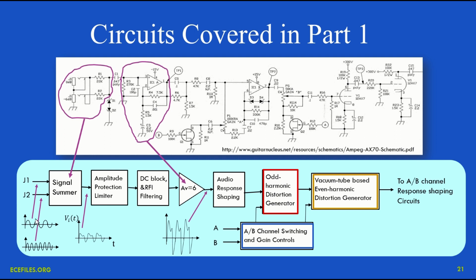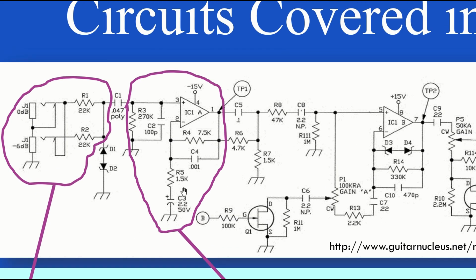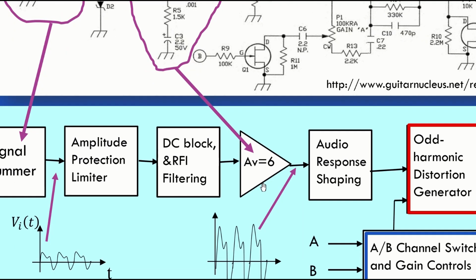If there are 2 input signals, as represented here with 2 different frequency sine waves, for example, then those 2 are summed together, but because of some voltage division, we found that they're also attenuated by about a half, so the resulting waveform coming out looks something like this. We also looked at an op-amp-based amplifier in the circuit and determined that it had a voltage gain of 6, and so this signal gets bigger.